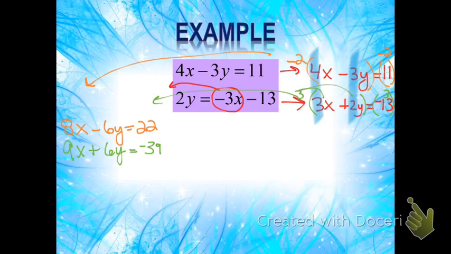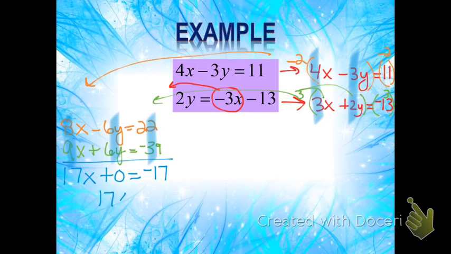At this point, this is where I'm supposed to add the columns. So 8x plus 9x is 17x. Negative 6y plus 6y is 0. 22 plus negative 39 is negative 17. And you'll notice that the y's have been eliminated because of the way I set this up. 17x plus 0 is 17x. Divide both sides by 17, and I get x equals negative 1.